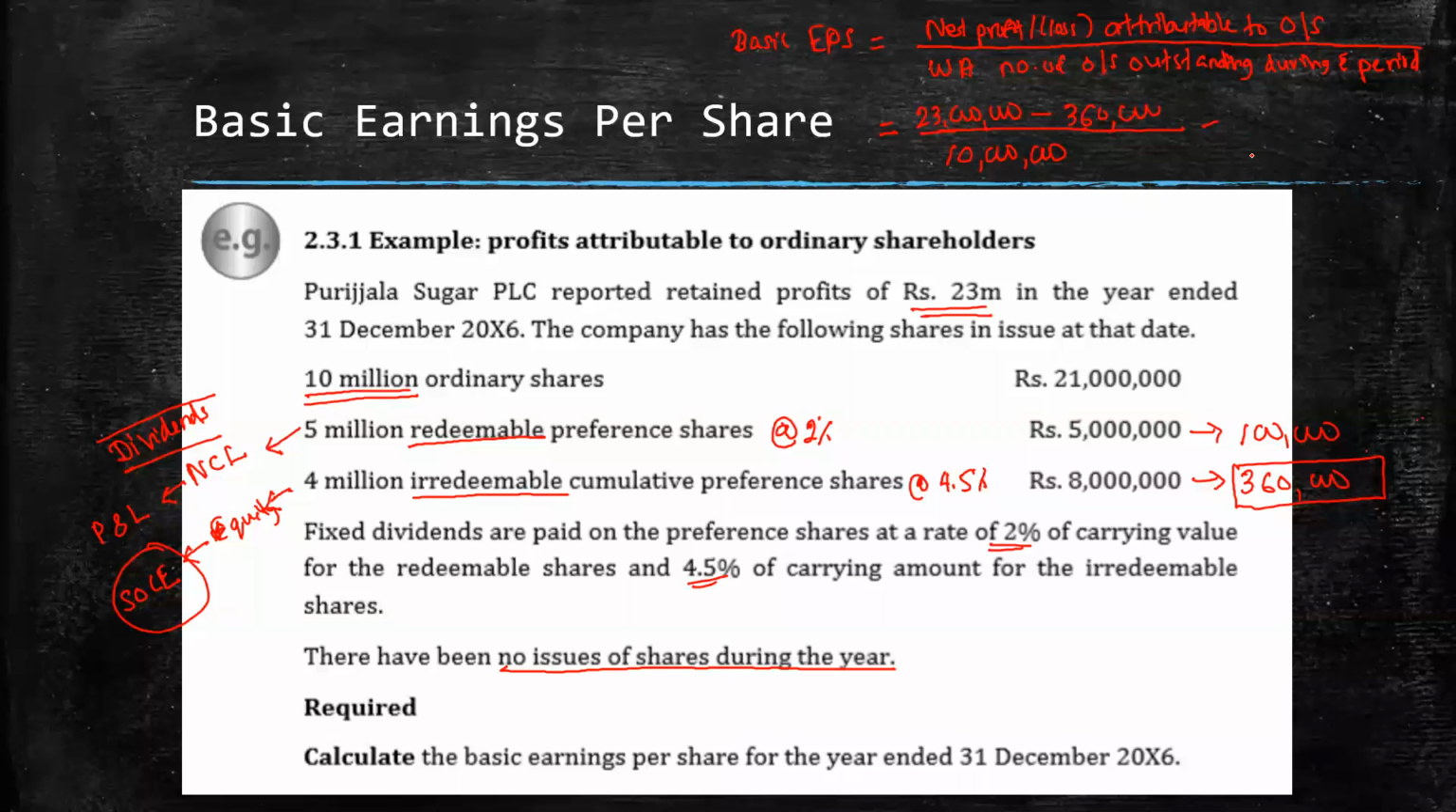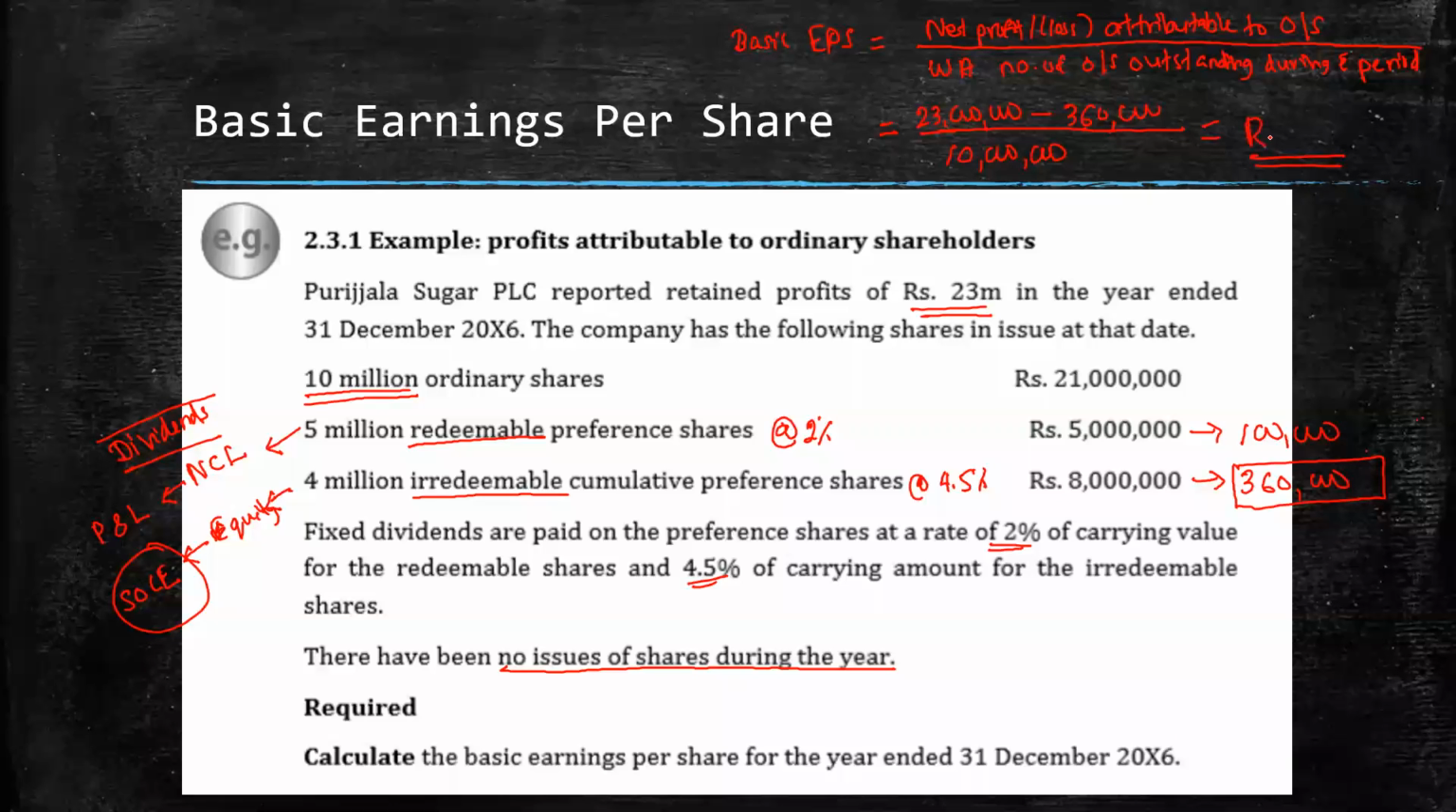So now, simplify this one and tell me the answer. What is the basic EPS value? From 23 million, we need to deduct 360,000. That one we need to divide by 10 million. Yes, right? It is 2.264. Basic earnings per share.